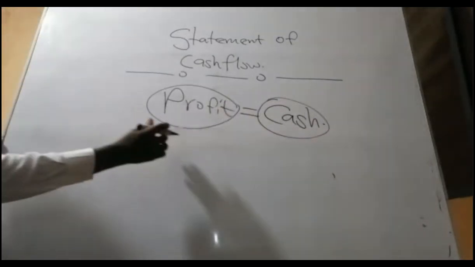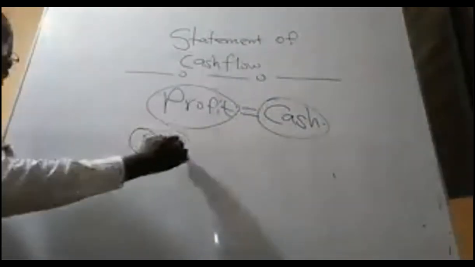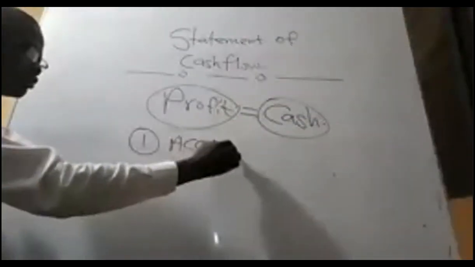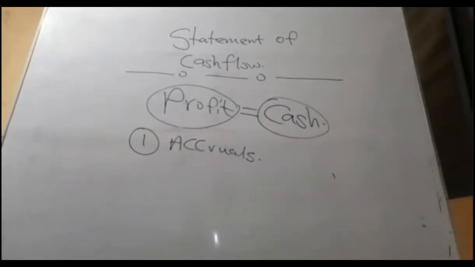Item number one is the basis, the accrual basis. So, accruals. Some of the items you have not paid for, but they have been reflected in your profit and loss. They will be subtracted from the profit. So definitely it will let the profit figure be different from the cash. So accruals, expenses owing, prepaid expenses, all of these will cause a difference between the profit and the cash.